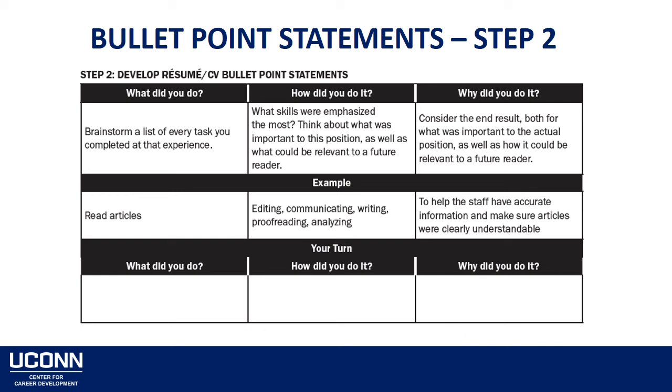Next, Jonathan Husky needs to develop bullet point statements that demonstrate one or more of the transferable skills he listed above. Bullet point statements include 3 things: what, how, and why. Pretty simple. The what is, what did you do? What tasks or responsibilities did you complete? The example says read articles.